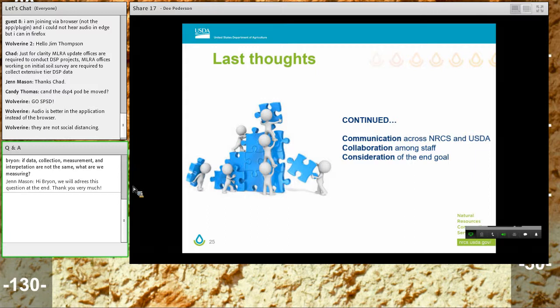Continued communication leads to continued collaboration among staff of different disciplines, each bringing unique expertise and providing opportunity for learning. Continued collaboration moves toward the goal, which deserves continued consideration, to deliver conservation solutions so agricultural producers can protect natural resources and feed a growing world.